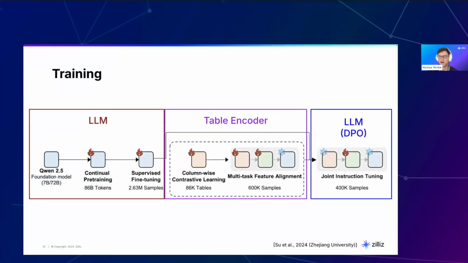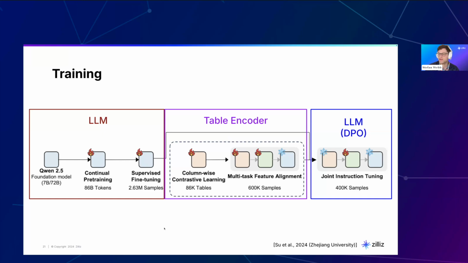Okay, so how is this model or these number of models trained? Like many other systems you will have seen in generative AI, it's not trained end to end. It has several discrete training steps where we pre-train parts of the model individually. In the case of Table GPT-2, they start off with the Quen 2.5 large language foundation model.